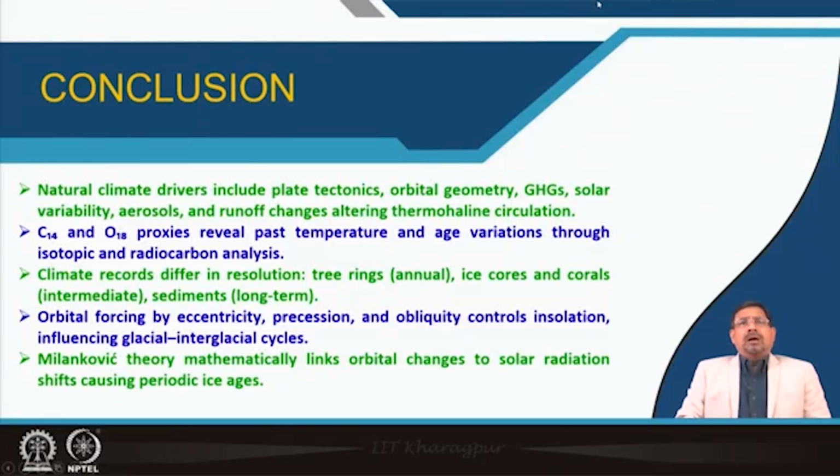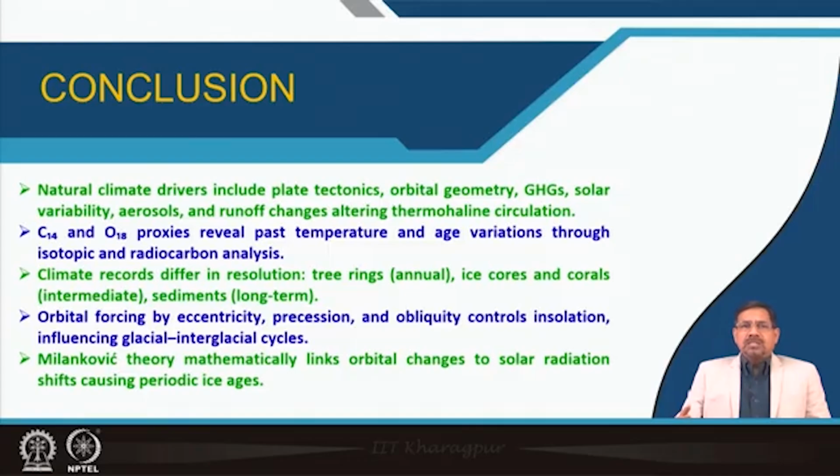And then the conclusion. In conclusion, let me summarize the 5 points we discussed elaborately. One: natural climate drivers include plate tectonics, orbital geometry, greenhouse gases, solar variability, aerosols and runoff changes that together alter the thermohaline circulation. These together explain the mechanism of climate change.